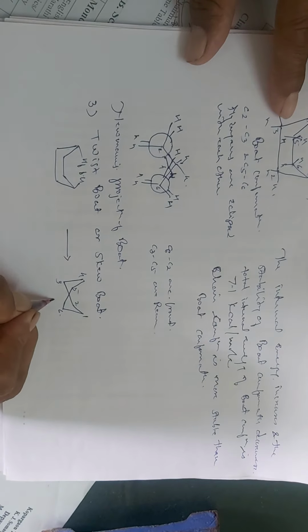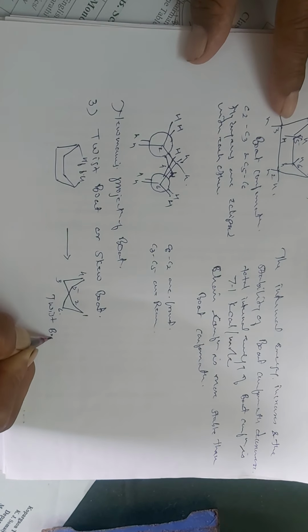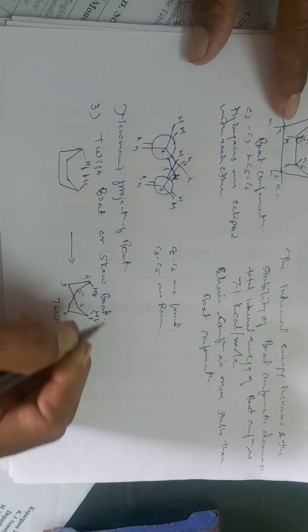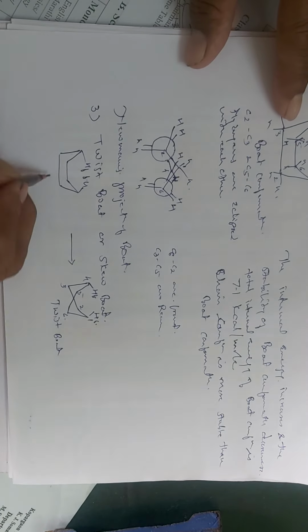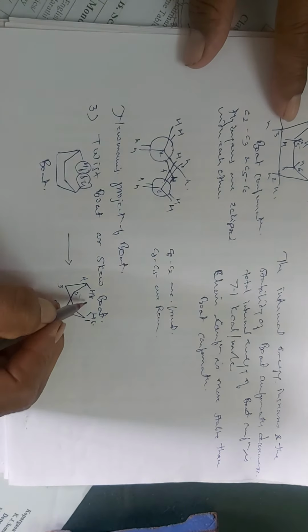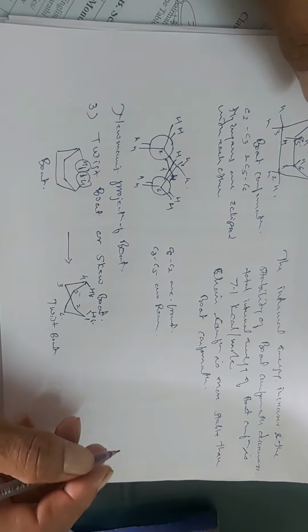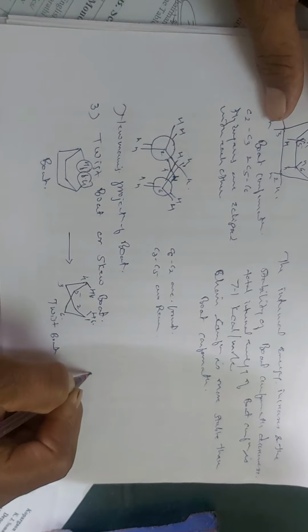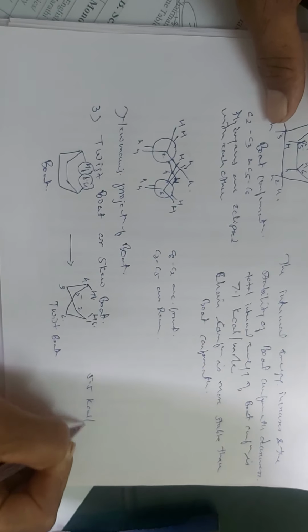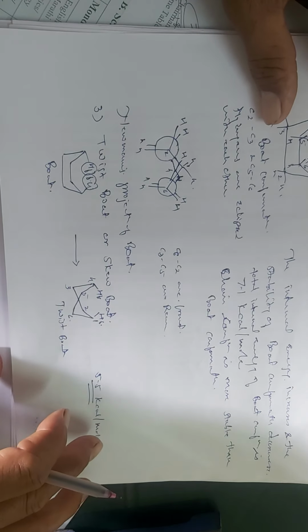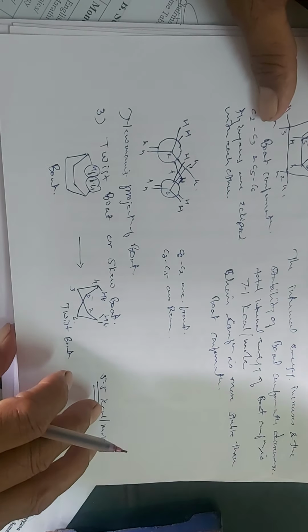So here this is your twist boat, and in the twist boat what happens is the flagpole hydrogen atoms go away from each other, whereas in the boat conformation they are very close and cannot be accommodated. That's why the internal energy here decreases from 7.1 kilocalories to 5.5 kilocalories per mole. And so the twist boat or the skew boat is more stable than the boat conformation.